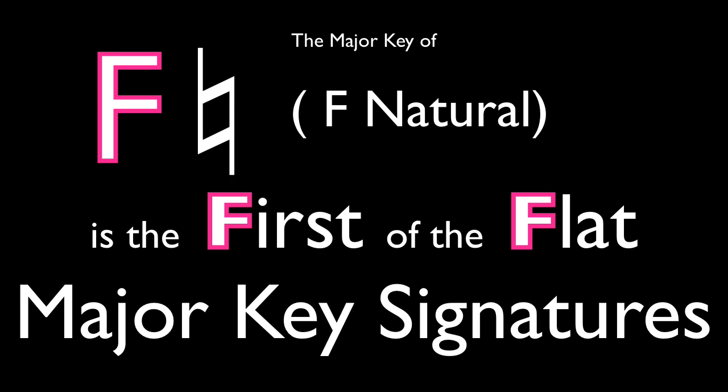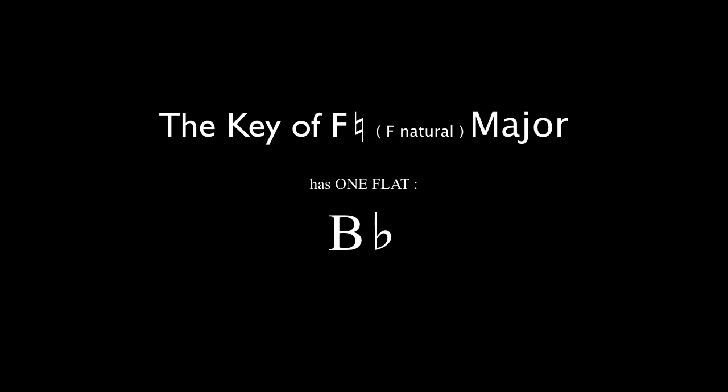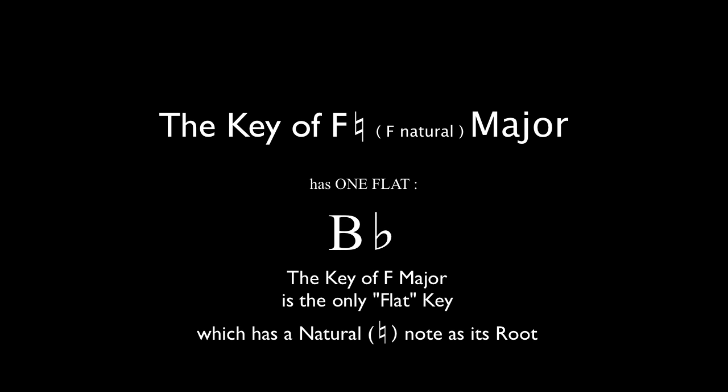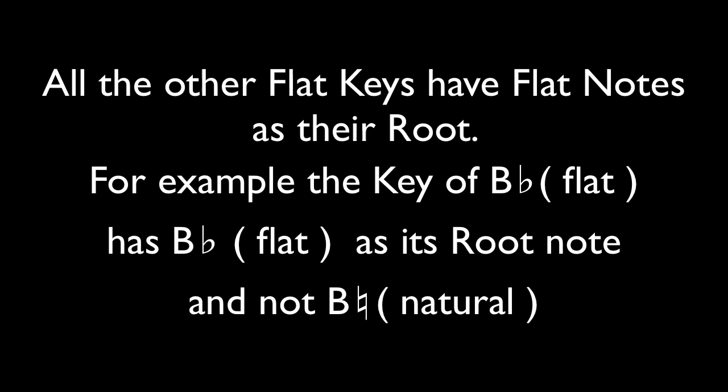Great. So the key of F is the first flat key signature. It's got one flat in it. So the key of F major, F natural that is, has a B flat. The other important thing here is that the key of F is the only one that's got a natural root. For the rest of the flat key signatures, the tonal center, the tonic, the root, the first note, whatever you want to call it, is going to be a flat note. And that's important to get used to.